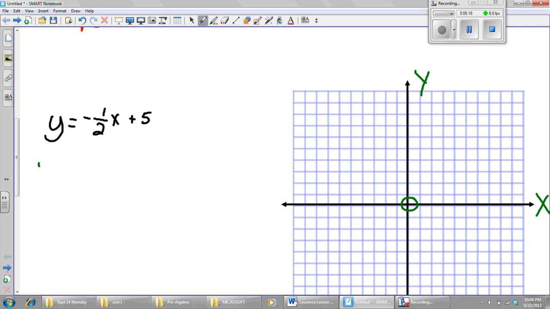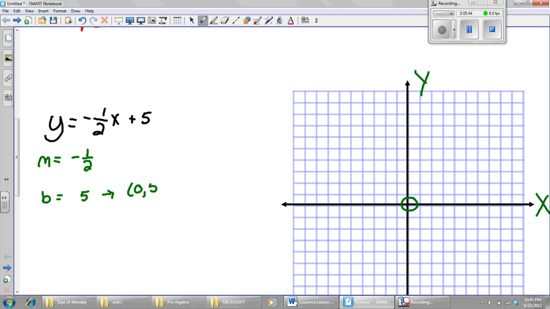Well, then I'm going to find my slope. And my slope is the coefficient in front of x, and in this case, it's -1/2. All right, and then I'm going to find my y-intercept, my beginning. That's the number that's added or subtracted to x. And in this case, the y-intercept is 5, or as a point, we could say that has 0, 5.